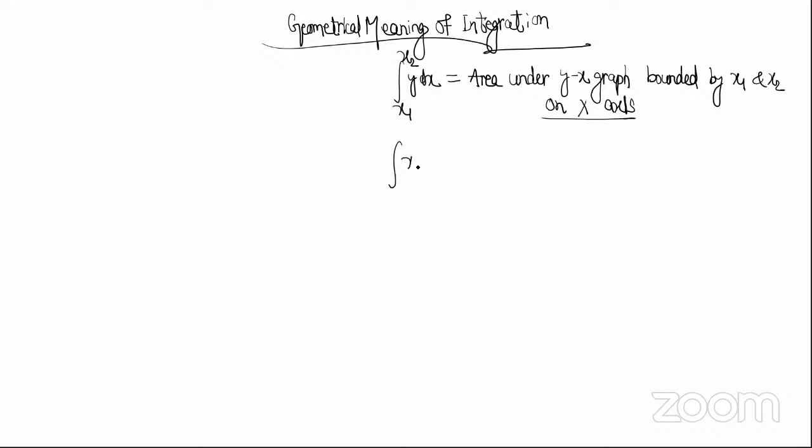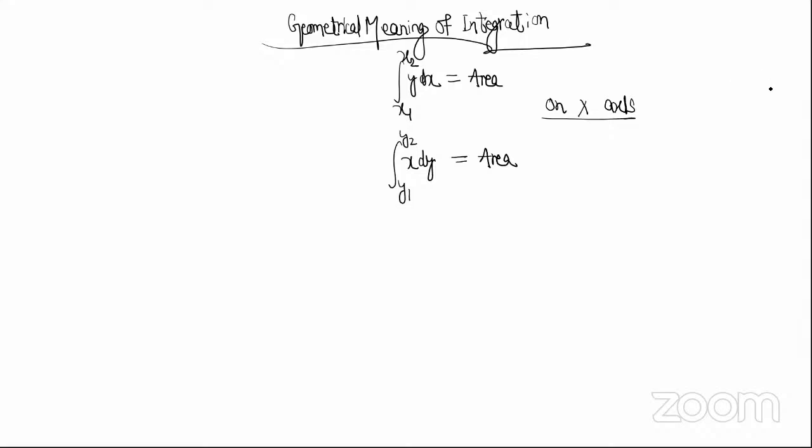अगर मैं ऐसे दे दूंगा ना, integration x dy limit from y1 to y2, this means this is area bounded by graph, and better to write it as area bounded by graph and y axis. Area bounded by graph and x axis, ये है area bounded by graph and y axis.